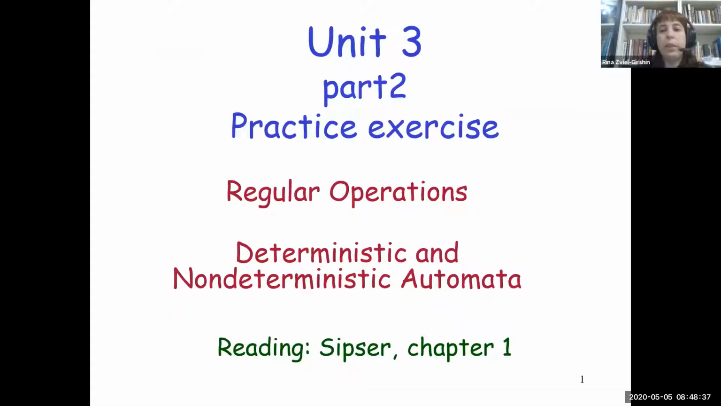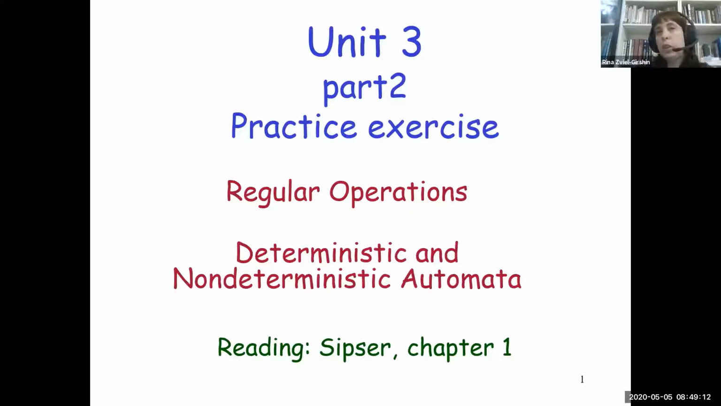Basically, today's practice exercise is not long. We did it yesterday, and the idea is to practice the equivalence of deterministic and non-deterministic finite automaton. So basically, lecture 4, the second part of Unit 3, was related to the equivalence of deterministic finite state automaton and non-deterministic finite state automaton.